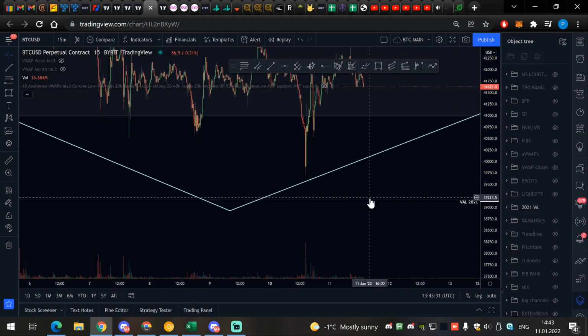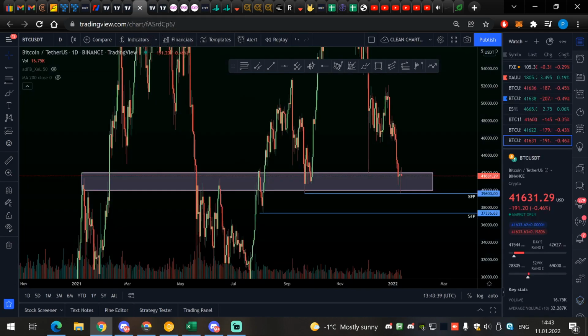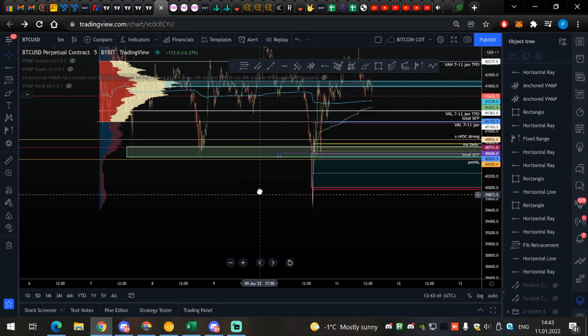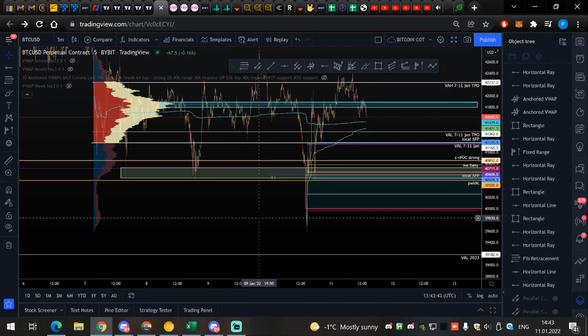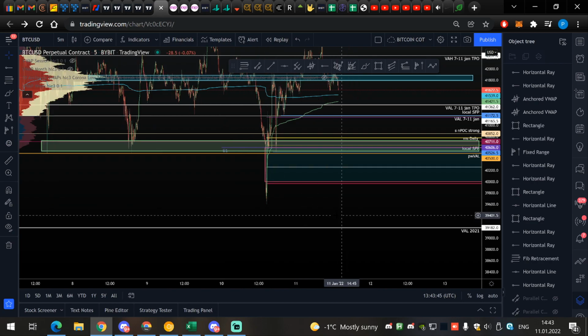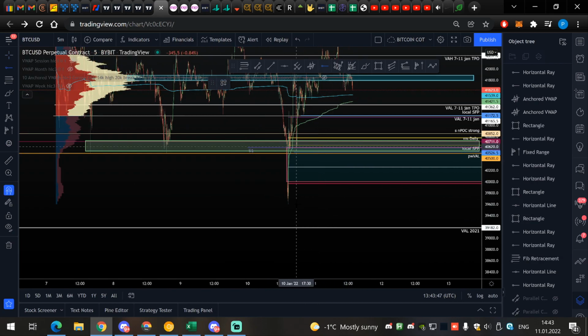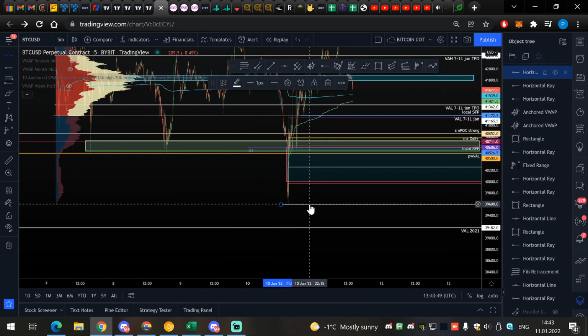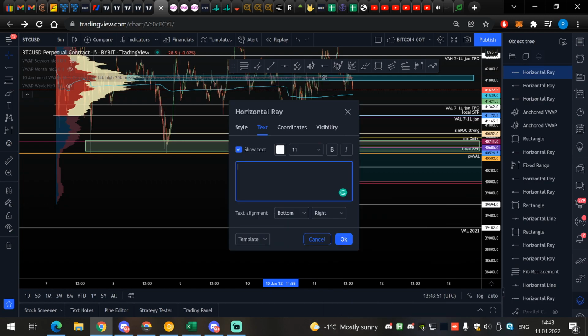VAL of 2020. Yeah, we should really prepare this one as well. This can show us if we do swing failure pattern of this. Yes, range swing failure pattern.